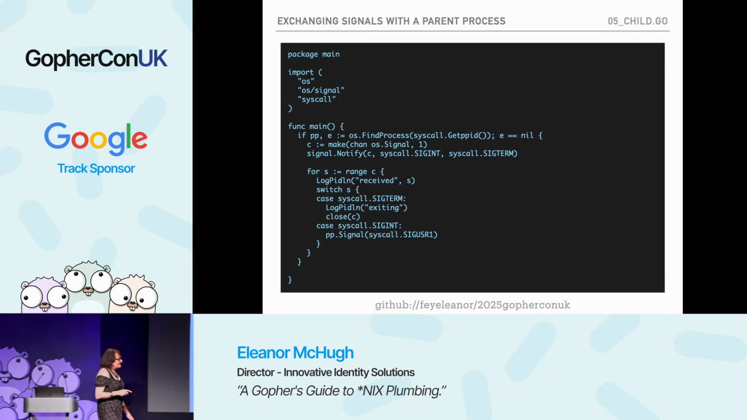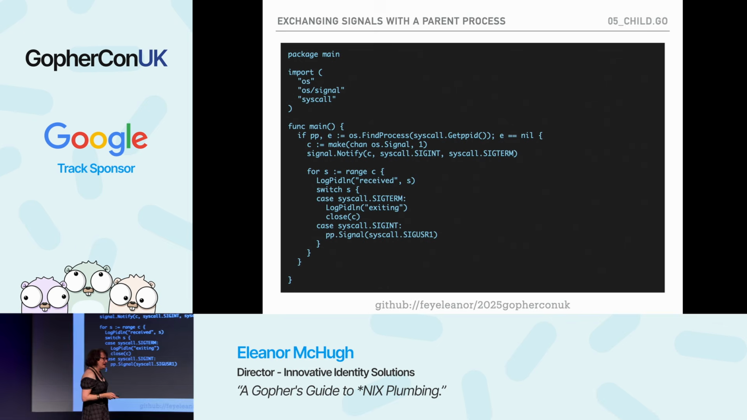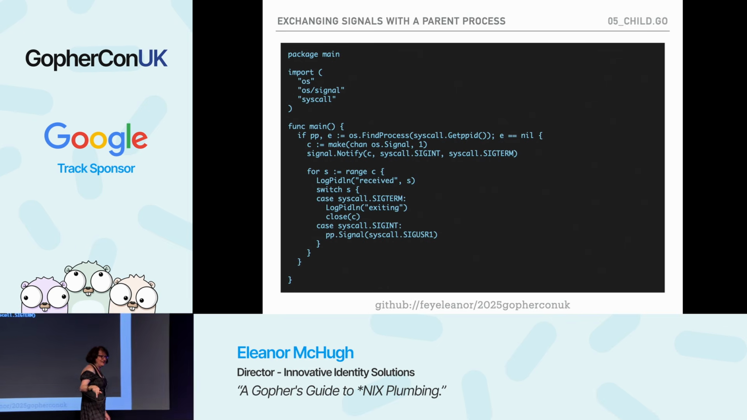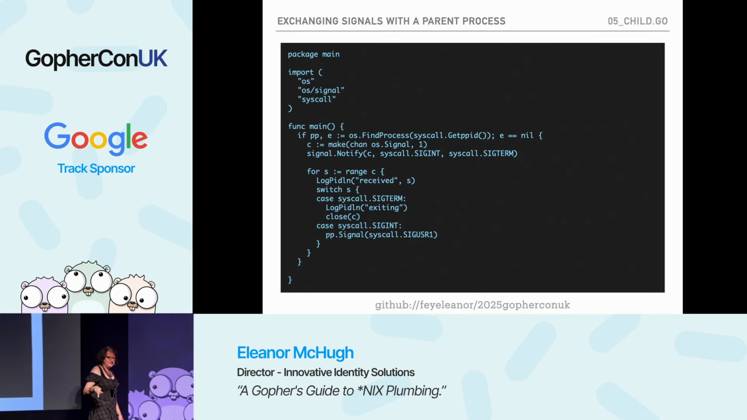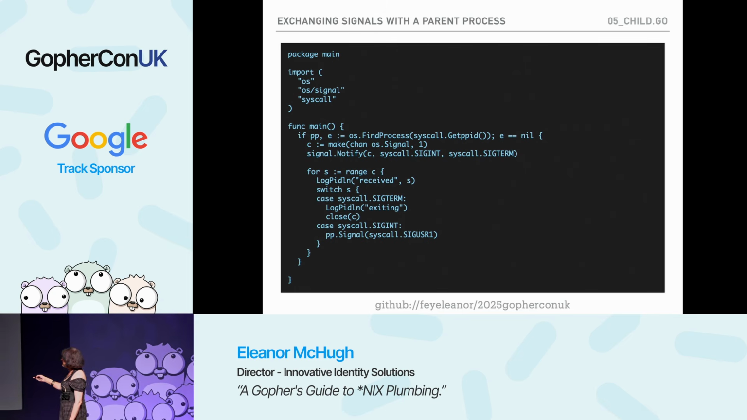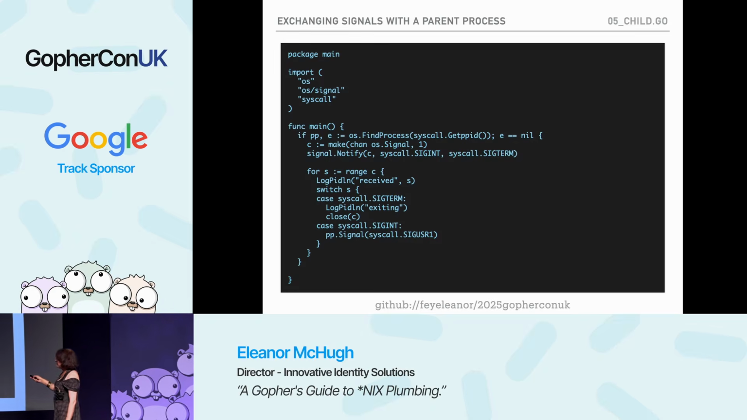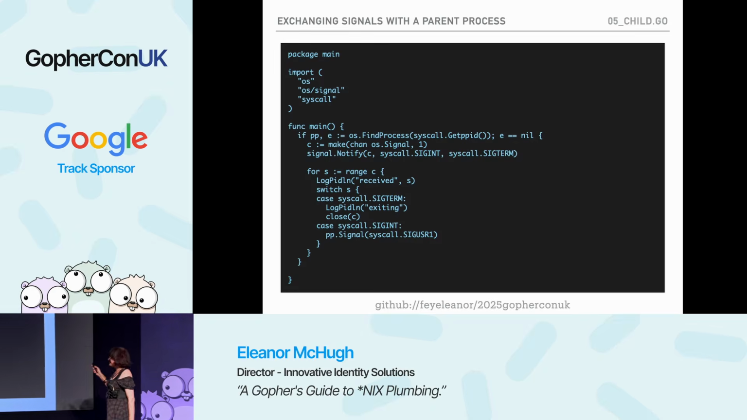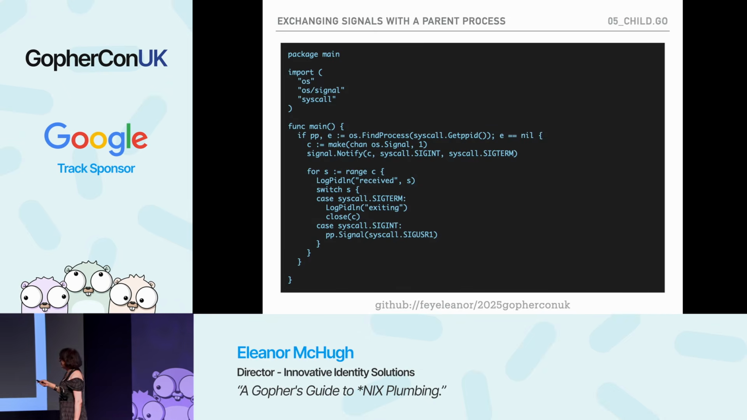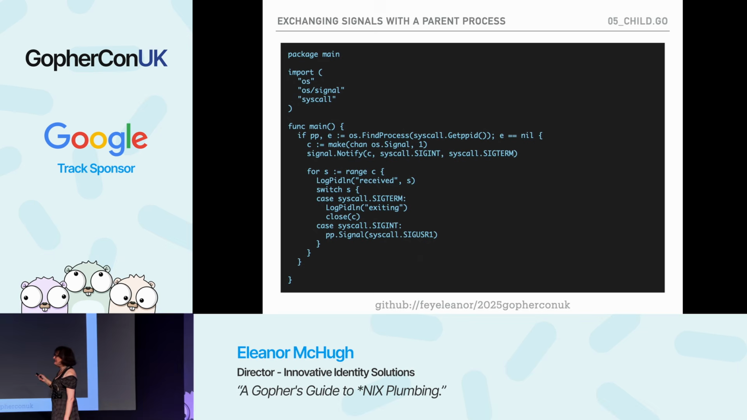The child's got a slightly different job to do, though. The parent knows its children because it's created them. But the child doesn't know its parent until it asks. So in this particular case, we've got a syscall, ppid, that allows us to ask for our parent's process ID. And then we can find that process. You can put any random number in there, and if there's a process, you'll find it.